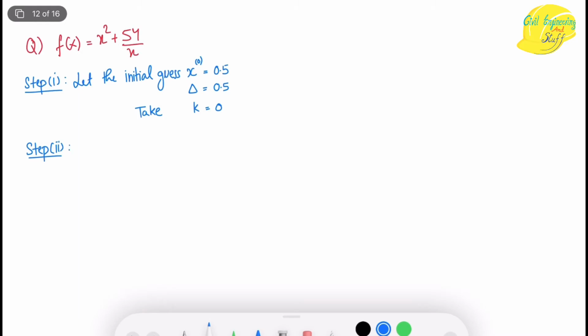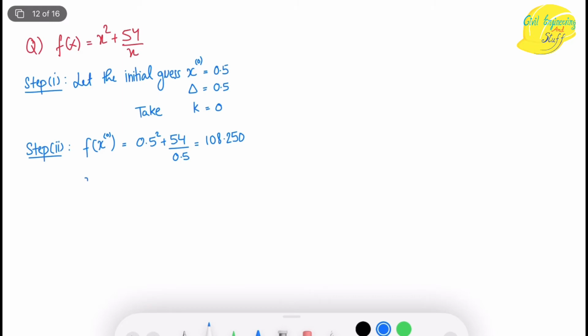We have to find f(x0). Your x0 is 0.5, so 0.5 squared plus 54 by 0.5. So the value will be 108.25.